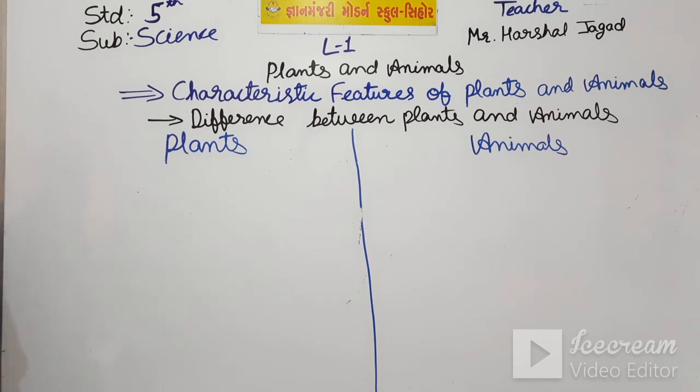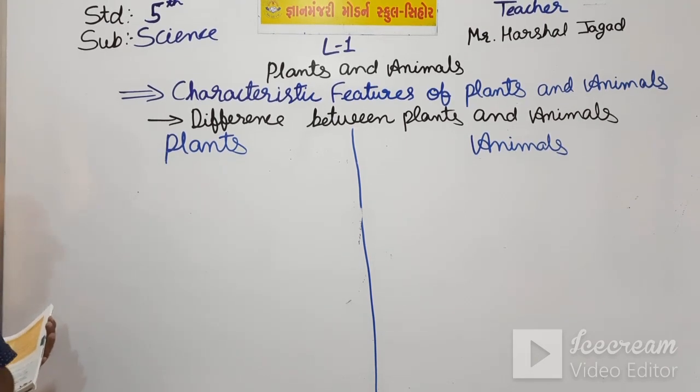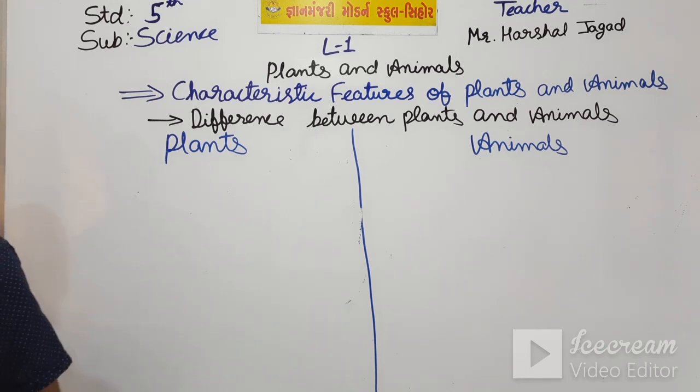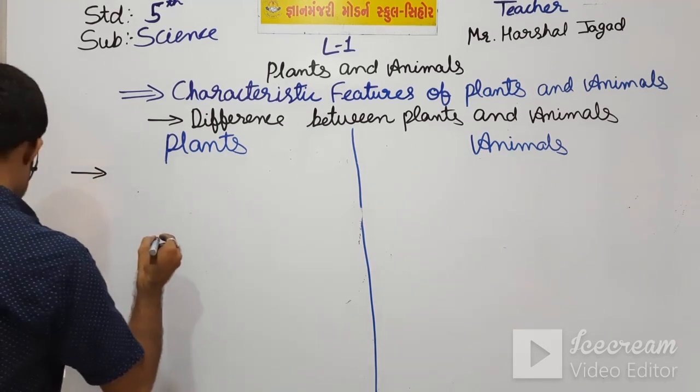So the next point, plants are fixed to the ground, but some parts of plants show movement. As in the common features, we have seen the plants move, but here only some parts move, not all the parts move. So there is a difference between that. Let's see the first point.